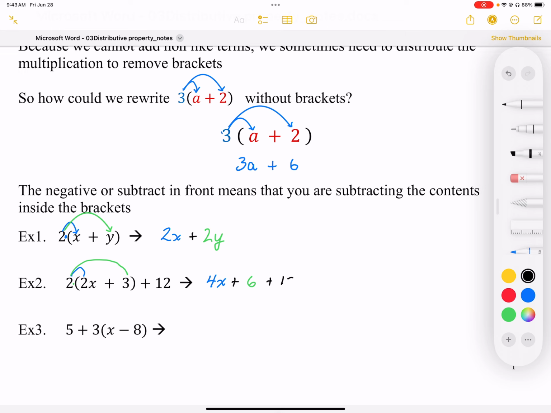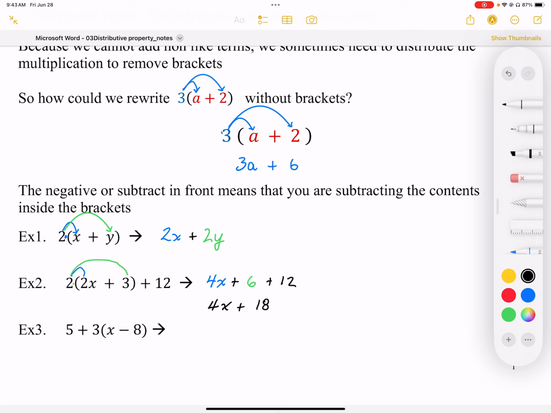And now we've gotten rid of the brackets, and we can count our like terms. So we have 6 ones and 12 ones, and 4 x's. We have to count the x's separately. So we have 4 x's plus 6 plus 12 equals 18. Notice that the equals is implied going down.